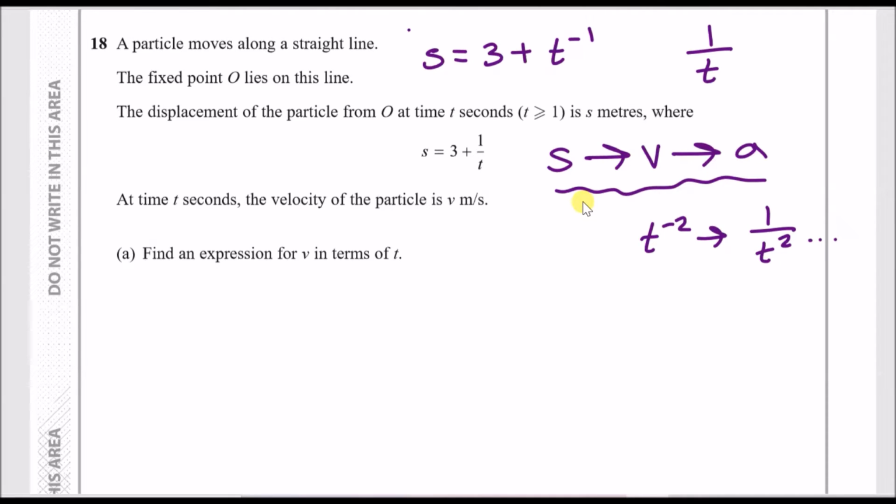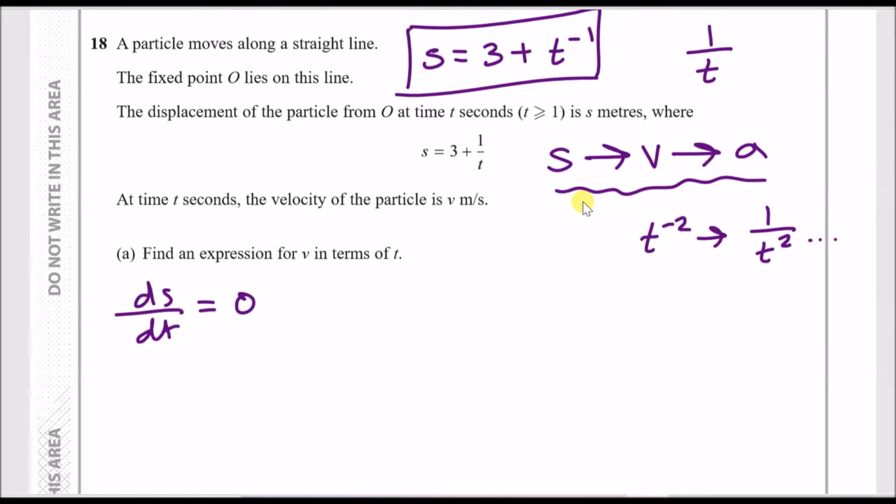So in this case, we're going to differentiate this equation here. To differentiate, we write ds over dt equals, and then differentiate a constant, you get 0. Differentiate t to negative 1, well, you drop negative 1 down, so it'll be minus t, and subtract the power by 1.